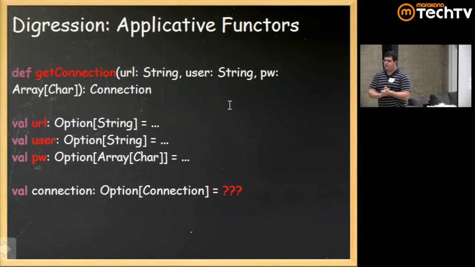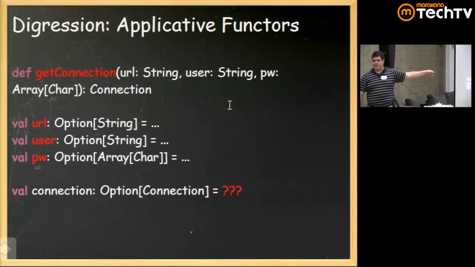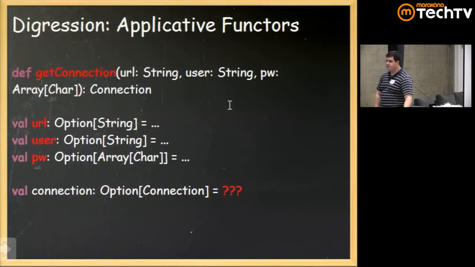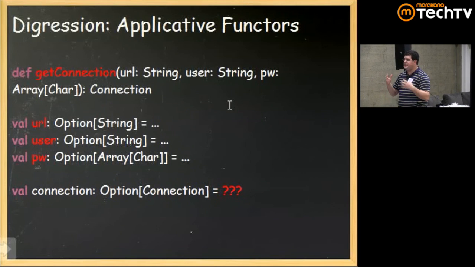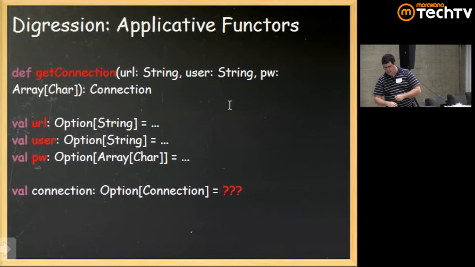So what I would like to do is make use of URL, user, and password to create a connection, right? However, each one of those is inside of an option. And getConnection takes the raw types. It doesn't take an option of string. It takes a string for user, right? I need to get inside of there.